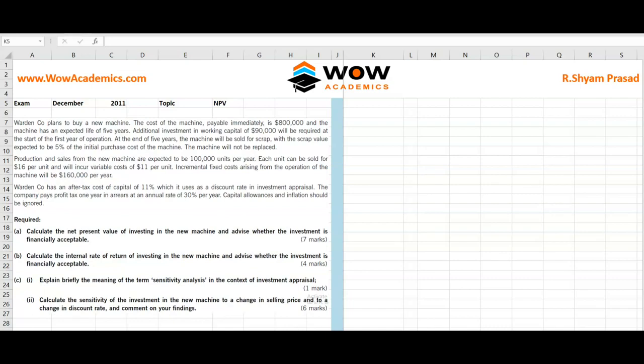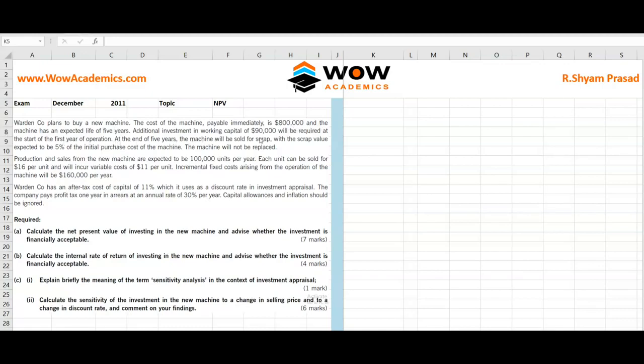So we'll start from the question. We'll read the question. Warden Co. plans to buy a new machine. The cost of the new machine is payable immediately. That is, the payment has to be made at the start of the year, the 0th year, and it is worth 8 lakhs. And the machine has an expected life of 5 years.